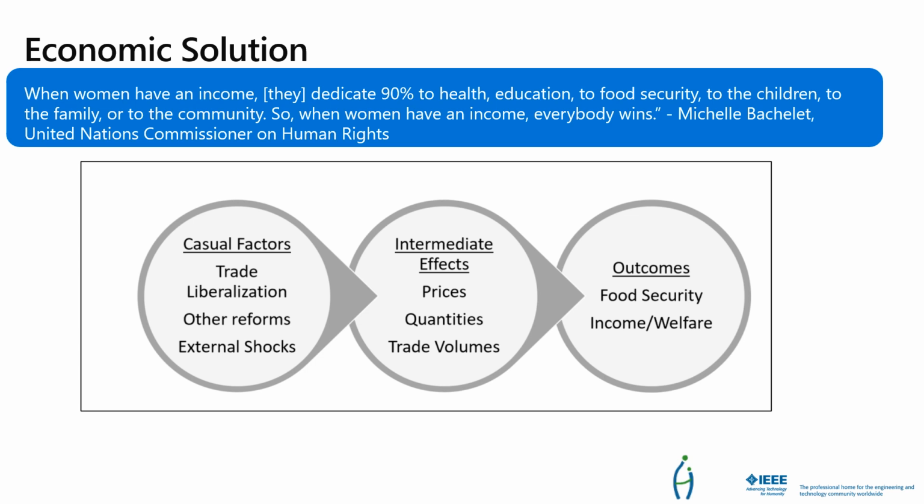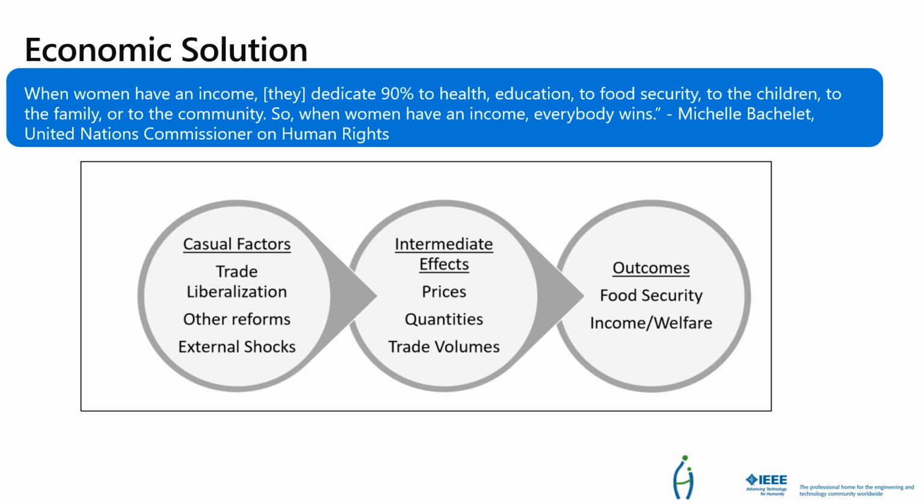Now, our models approach would be a tiered approach that is based on the input data. We look at the causation factors that include trade, liberalization, other reforms, and external shock parameters, and then develop intermediate effects that could predict prices, quantities, and trade volume changes, which basically helps to predict the outcomes based on food security as well as income and welfare government policies.